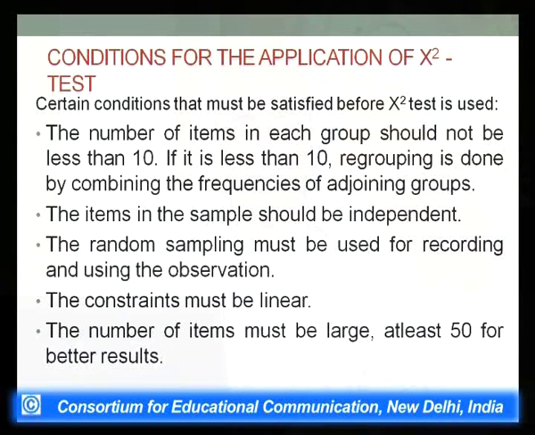I have seen some people have used on less number of items, 8 items in the group. That is not correct. You must satisfy the conditions. If conditions are not satisfied, you may not get the correct results. That is what is very important. So please note down that these are the 5 important conditions which must be met by your data before you go for using the chi-square test. Otherwise, you are not going to get the correct results.